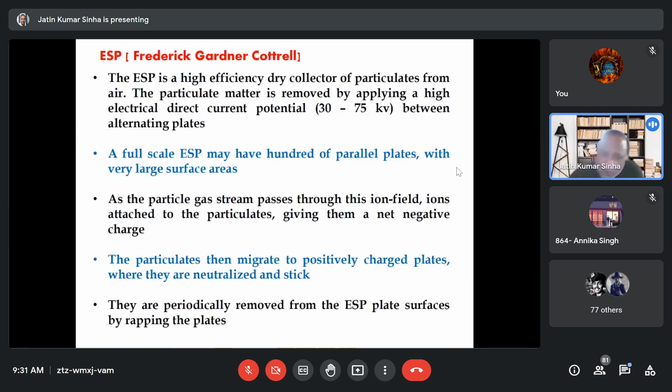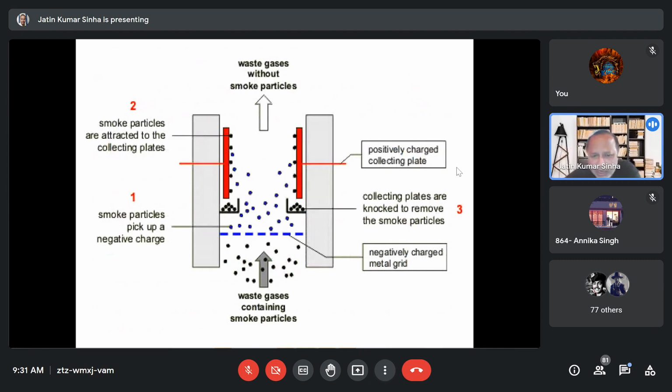Next is the electrostatic precipitator. The electrostatic precipitator works on this principle. If you see the schematic, you have two electrodes, the blue ones and the red ones. The blue ones are negatively charged. When the waste gases containing smoke particles pass through this, the particles get negatively charged. Then the red electrodes, which are biased at a positive potential, attract all these negatively charged particles towards them.